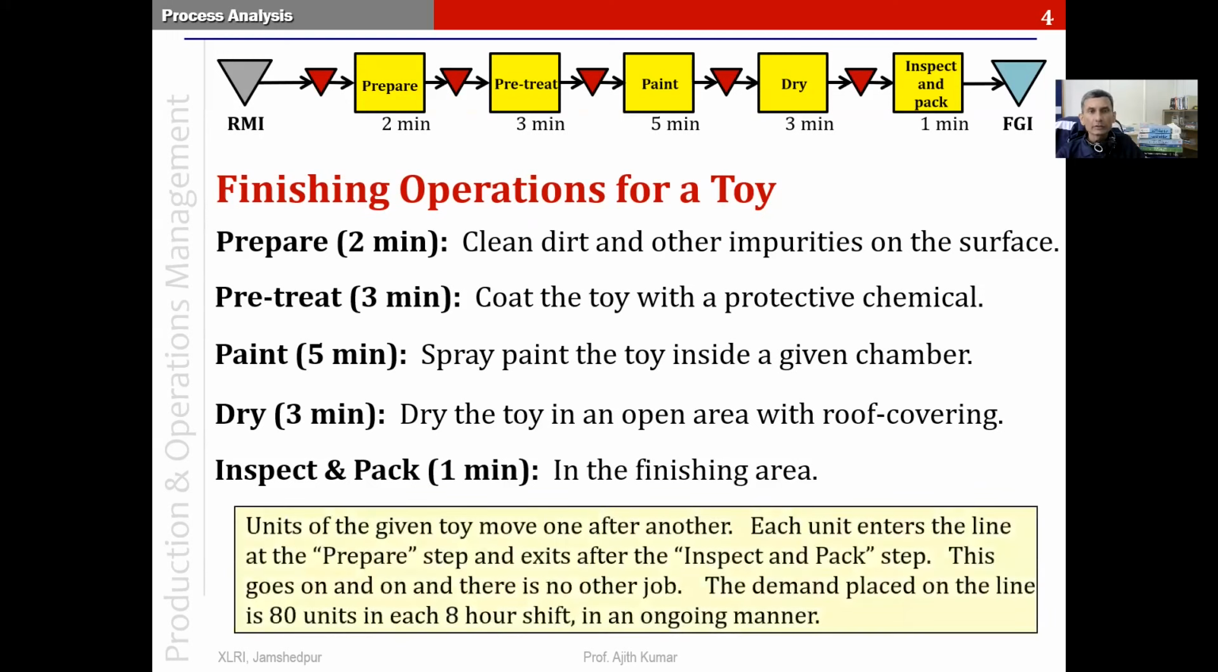Now, in the line flow process, the units of a given toy move one after another. Each unit enters the line at the prepare step and exits at the inspect and pack step. Now, this goes on and on. As one unit moves from the prepare step to the pre-treat step, the prepare step takes up the next unit of the toy. Similarly, when the unit finishes the pre-treat step and moves on to the paint step, the pre-treat step takes up the next unit, and so on. So at any given point of time, there could be one unit of the toy in each of these steps going through that stage of the process.